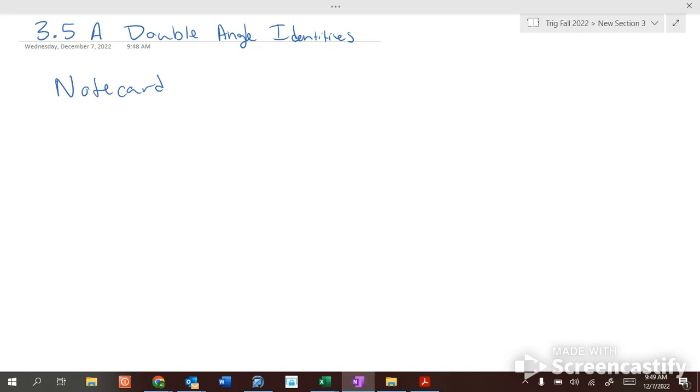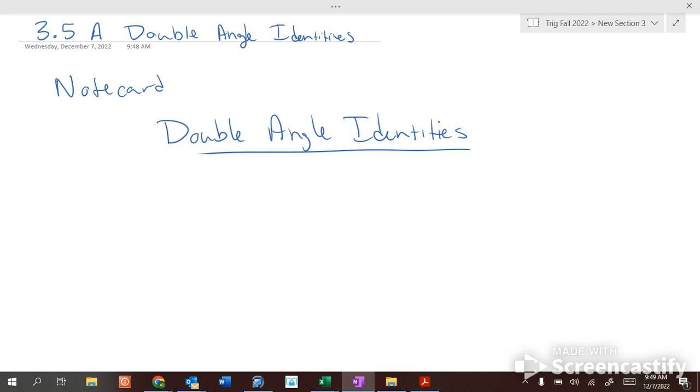Okay, on your note card, double angle identities. This is just another way of finding some hard to find angles. Now, the sine of 2x equals 2 times the sine of x times the cosine of x.